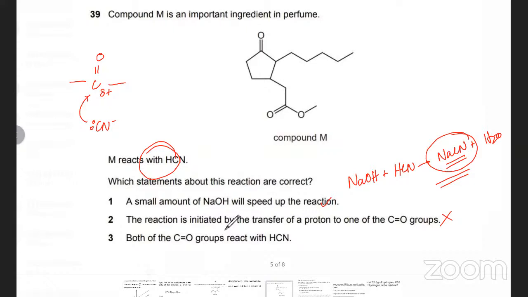The second one is wrong because the reaction is initiated when a CN- nucleophile attacks the carbon. And both C=O groups do not react because that's an ester. Nucleophilic addition happens only for carbonyl groups, not for esters or carboxylic acids. Only for carbonyl. Remember the iodoform test and these, they only happen for carbonyl groups, aldehydes or ketones, not for the other ones. Okay, is this clear? Yes, sir.